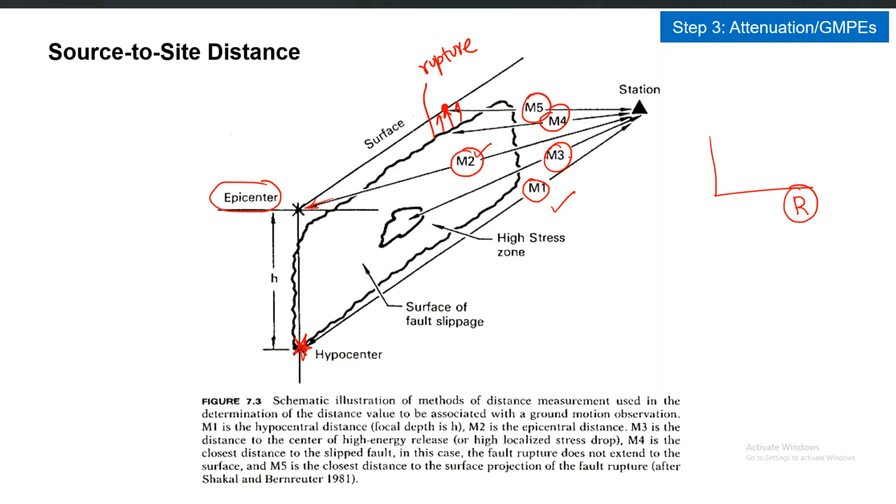So there are different definitions of source to site distances. You have to check, while using a GMP, what definition of source to site distance that GMP actually uses.